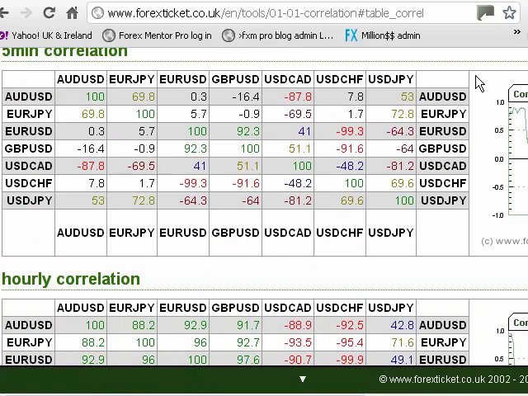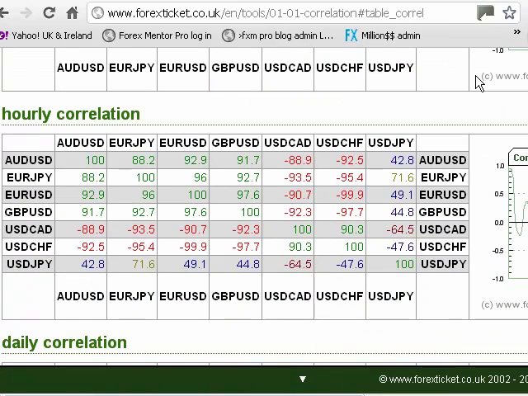I have loaded my pairs on this chart. I'm not interested in 5-minute correlation. I trade mainly from 4-hour charts, but I will look at the hourly as well as the daily. And you can see here the Aussie dollar. When the Aussie dollar is moving up or down, the Euro Yen 88% of the time is moving in the same direction. Euro USD 92%, the pound 91%. The CAD is moving in the opposite direction, almost 90%, as is the Swissy. Therefore, all these trades, if you are trading on smaller time frames, are virtually the same trade.